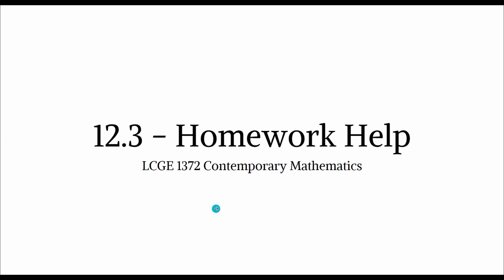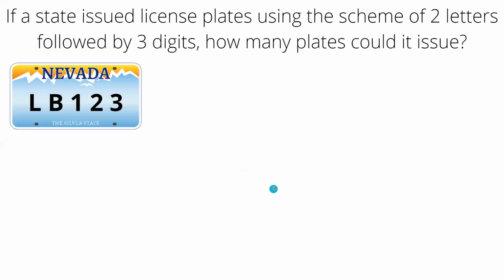We're going to look at section 12.3, and this will be the final section that you do in chapter 12. So we're going to look at just 3 problems in this section and see how they're kind of different from the previous sections. If a state issued license plates using the scheme of 2 letters followed by 3 digits, how many plates could it issue?